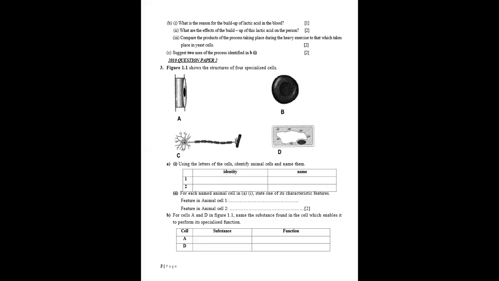Then B3, compare the product of the process taking place during the heavy exercise to that which takes place in the yeast. The process in heavy exercise produces lactic acid, while that in yeast cells produces alcohol. Then the second one, the process in heavy exercise does not produce any gas, while that in yeast cells produces carbon dioxide.